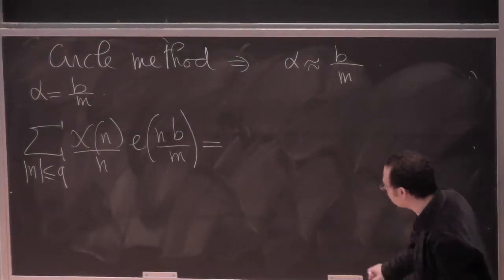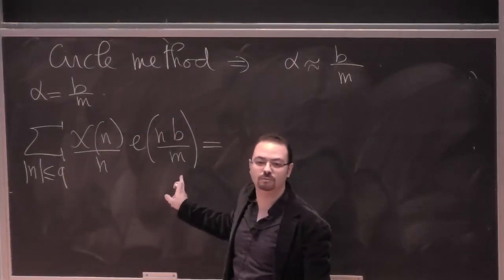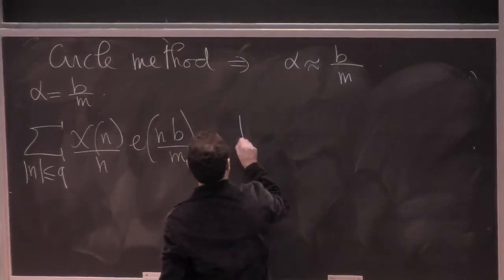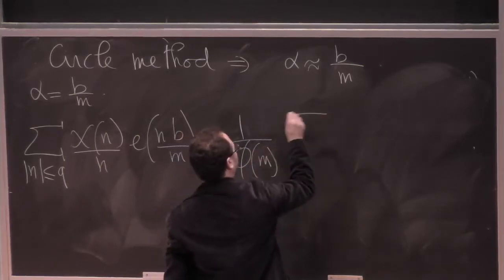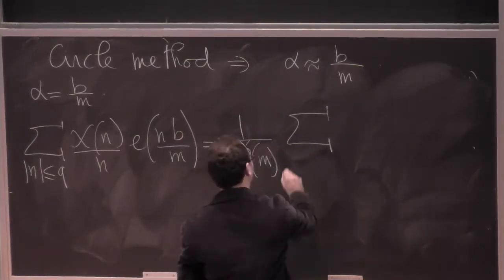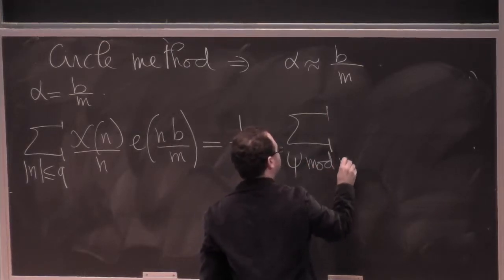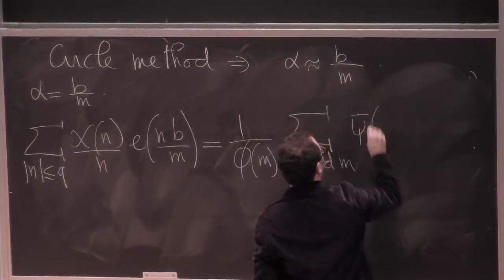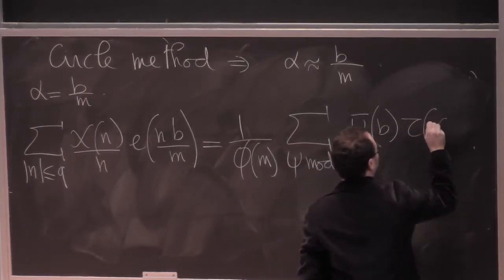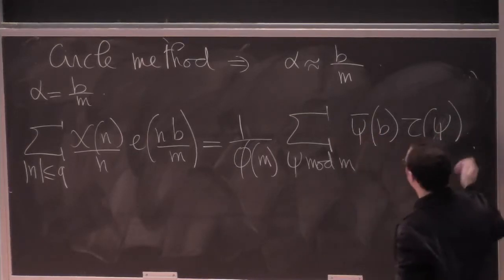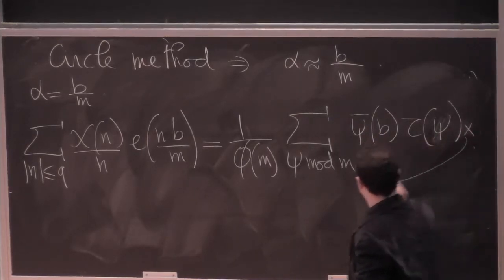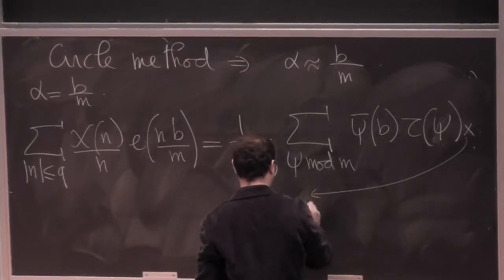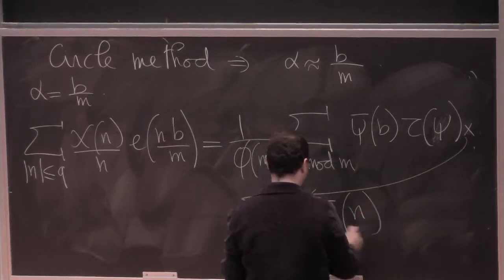So the advantage of having a rational is that you can express this additive character in terms of multiplicative characters. That's the idea. More or less, think of it as being Fourier inversion. So you can write this as 1 over phi m, the sum over all characters psi modulo m, the Fourier transform of psi at b, which is something like psi bar b tau of psi, which we can understand very well. And then the inner sum here is something that we can understand more than exponential sums, which is a sum over completely multiplicative functions. So chi psi bar n over n.